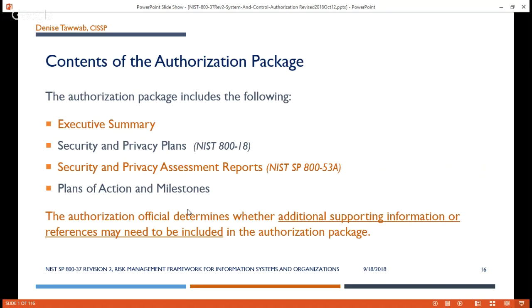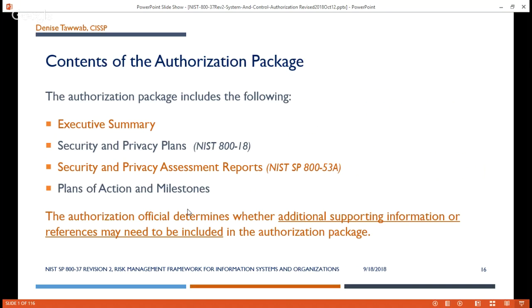Okay, the contents of the authorization package, that's a tongue twister, include the following: an executive summary, security and privacy plans, security and privacy assessment reports, and your plans of action and milestones. The authorizing official will also make a determination as to whether additional supporting information or references will need to be included in the authorization package.